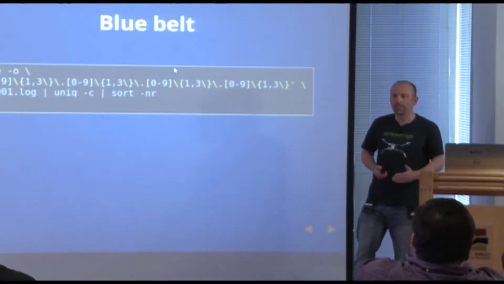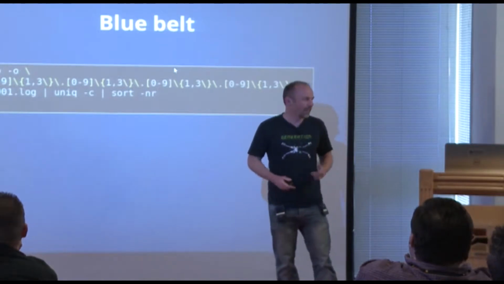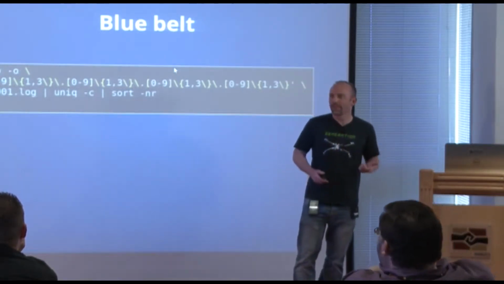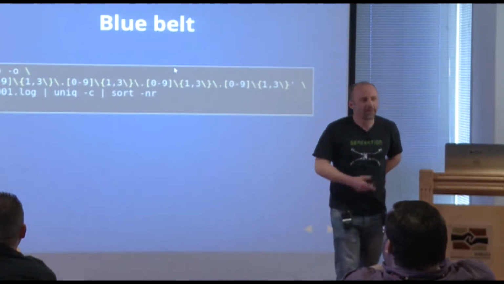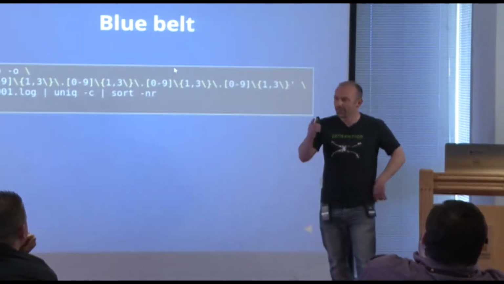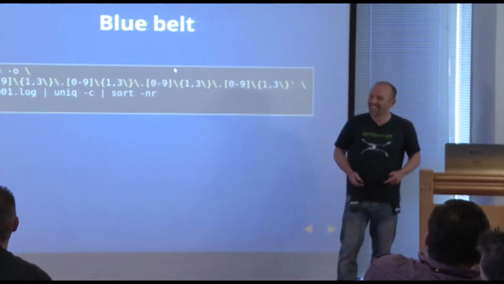Then moving on to some blue belt command line foo, something a little bit more complicated. Can anyone here tell me what this will give you? IP address. That's right, sorted in reverse. Excellent. You work at Amazon, right?